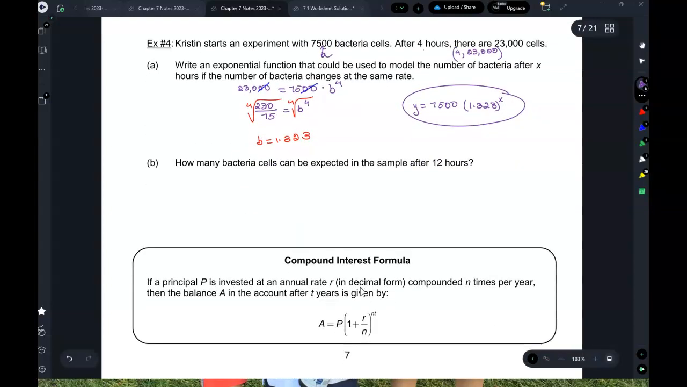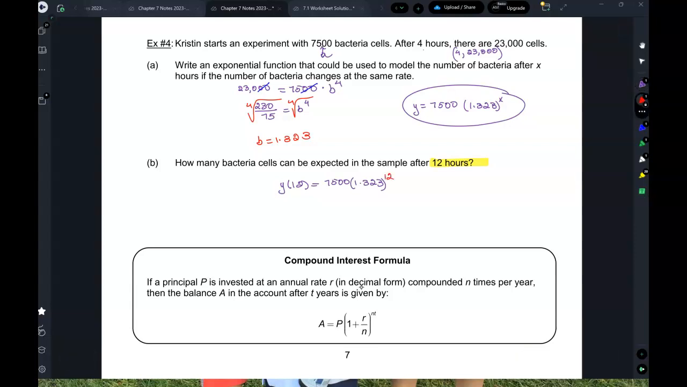Okay, how many bacteria cells can be expected after 12 hours? Well, now it's going to be y of 12. I do want this notation in my honors classes, right? y of 12 is equal to 7,500 times 1.323 to the power of 12.